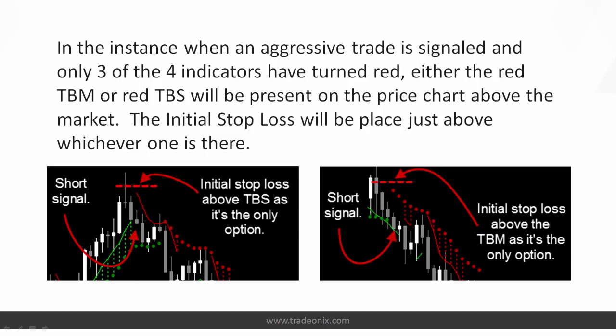On the left-hand side, you can see that the stop loss is placed above the TBS, as there is no TBM present. And on the right side chart, the stop loss is placed only over the TBM, as we do not have the option to place it over the TBS.